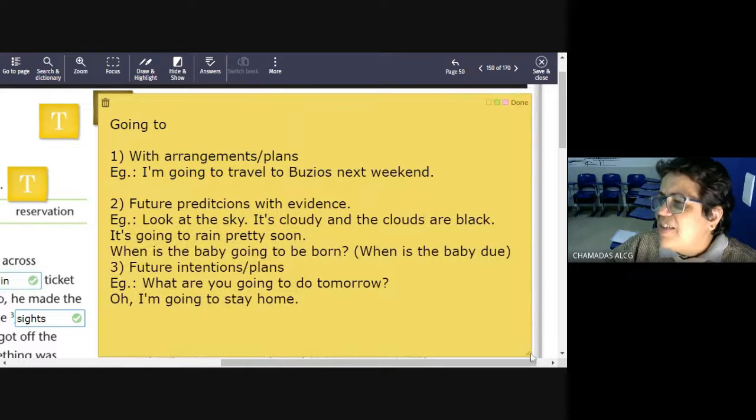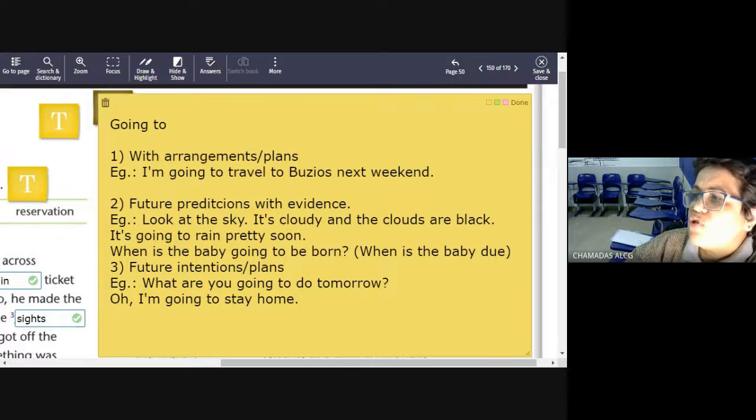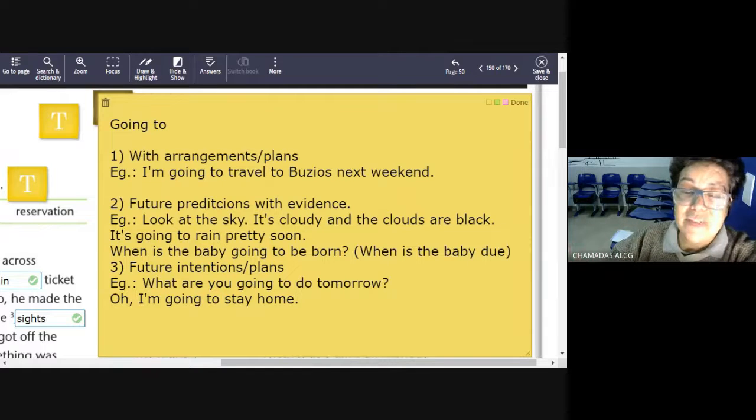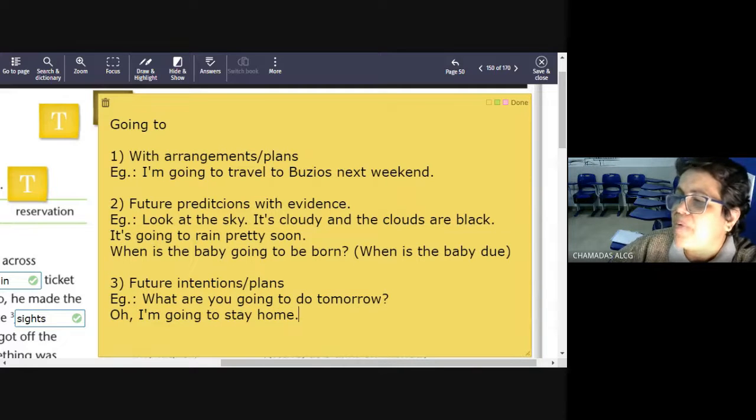Look, we use going to with arrangements or plans, like for a trip or a meeting, something that is already planned. I'm going to travel to Búzios next weekend. Future predictions with evidence. When we talk about something that we can see is going to happen, right? Look at the sky. It's cloudy and the clouds are black. It's going to rain pretty soon.